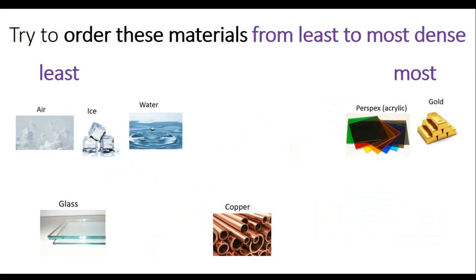Ice is then next to air, so it is a bit more dense than air, but it is still the second least dense of these materials. Water actually stays where it is, so water is the third least dense, so it is a little bit denser than ice. So most people think that ice is more dense than water, but actually water is more dense than ice.